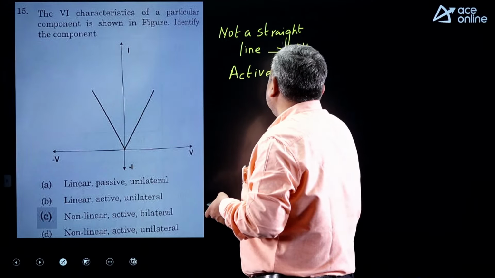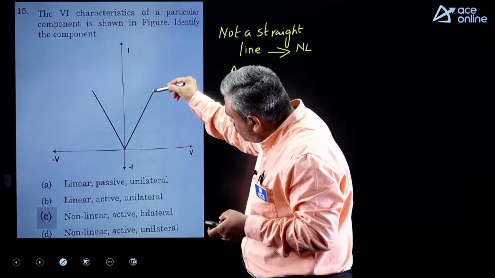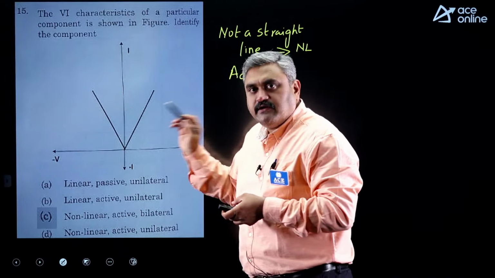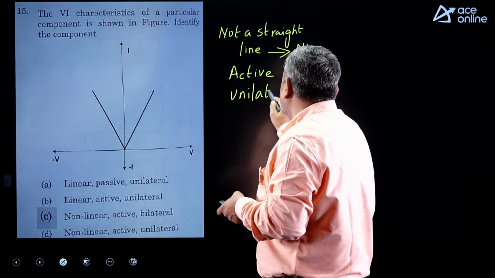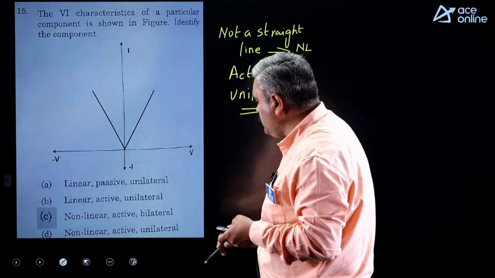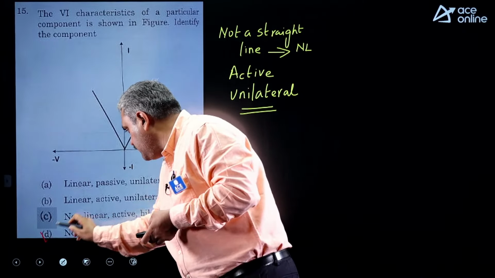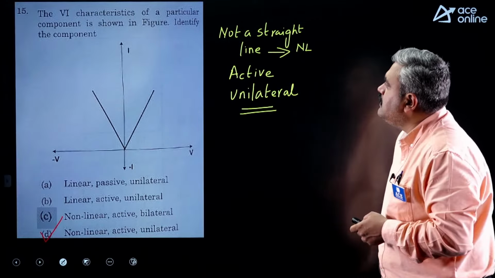Power is negative means the network element should be active. And the symmetry is also not there, because first and third quadrants are symmetrical, second and fourth will be symmetrical. When the curves are not the same, the element becomes unilateral. So the given network element is a non-linear, active and unilateral element. The correct choice for this would be option B. Okay, simple question, theory bit.